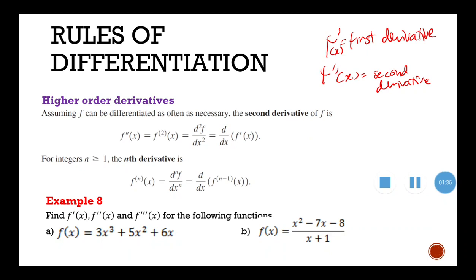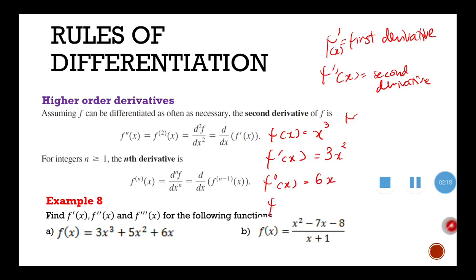Just for example, let's say we have f(x) equals x cubed, so f prime x or dy/dx is, we derive x cubed, should be 3x squared. And then how to find f double prime? Derive 3x squared and you will get 6x.